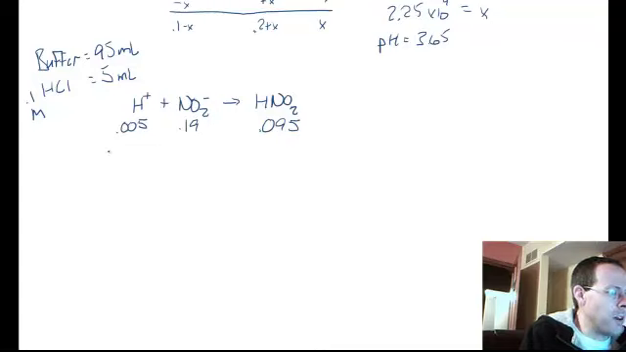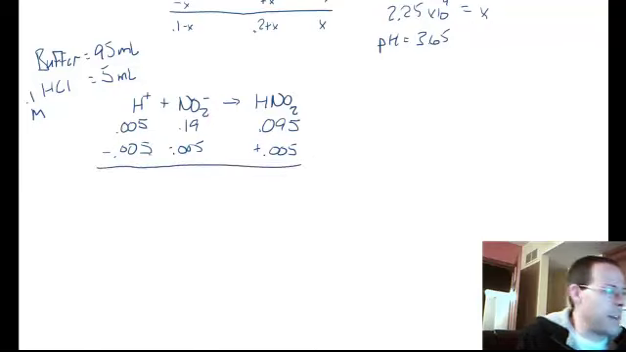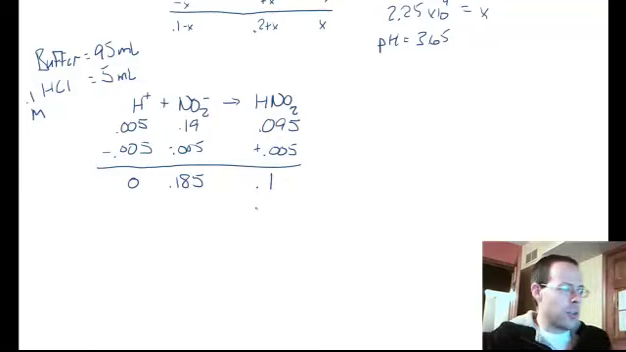What's going to run out first? Our H is going to run out first, so our X is 0.005. We're going to subtract 0.005 from nitrate, so we're going to add 0.005 to our nitrous acid. And you're going to see these look a lot like the titration problems that were part of our last podcast. So we're going to have 0 acid left. Our nitrite, we're going to have 0.185 molar. And then our nitrous acid, we're going to have 0.1 molar again. Okay? So that's what happens stoichiometrically.